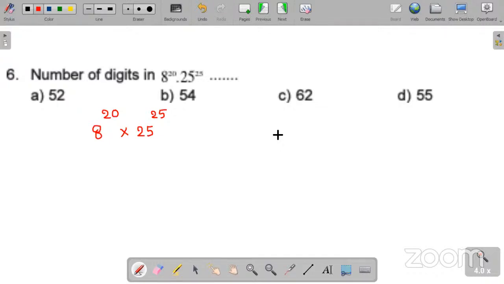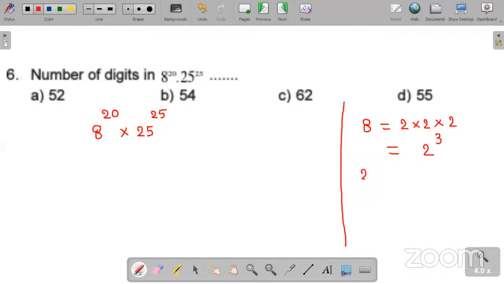In that resulting number, how many digits are there? The digits we need to find out. So my dear students, you remember this 8 can be written as 2 into 2 into 2. That means we can write 2 cube. Clear? I hope it's very clear to you.